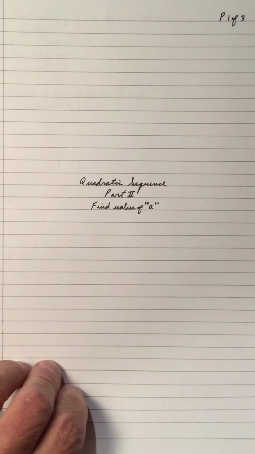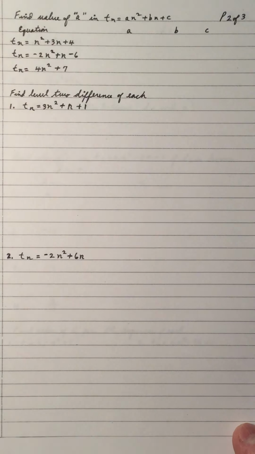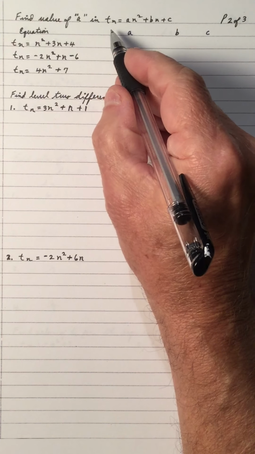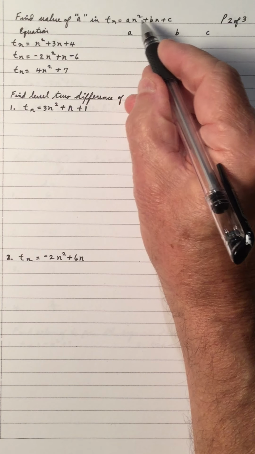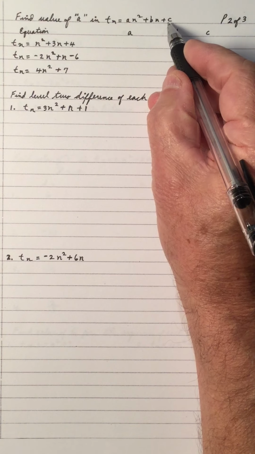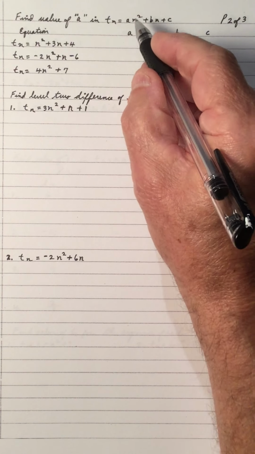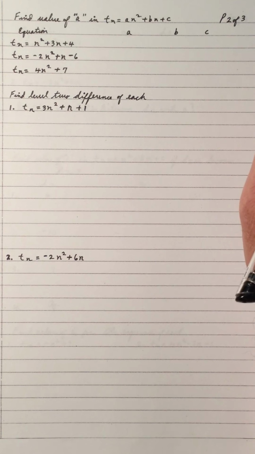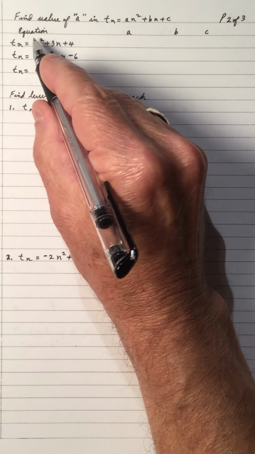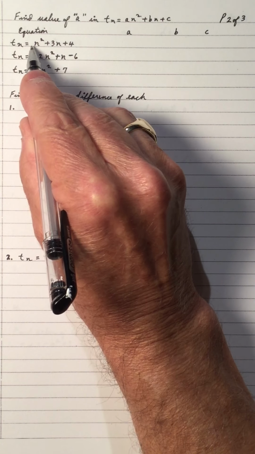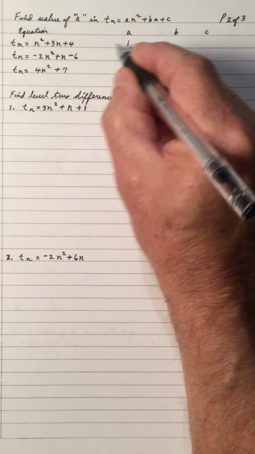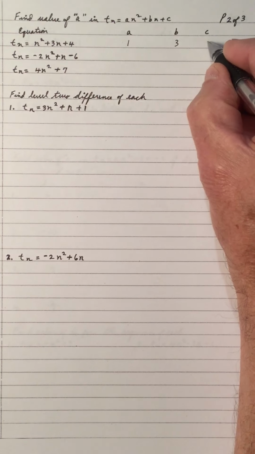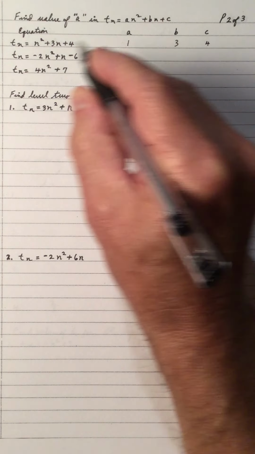Find the value of a that's in the equation. Find the value of a in Tn equals an squared plus bn plus c, which is a quadratic sequence because it's degree 2. And in this equation, a is 1, b is 3, c is 4, same as you would with a parabola.